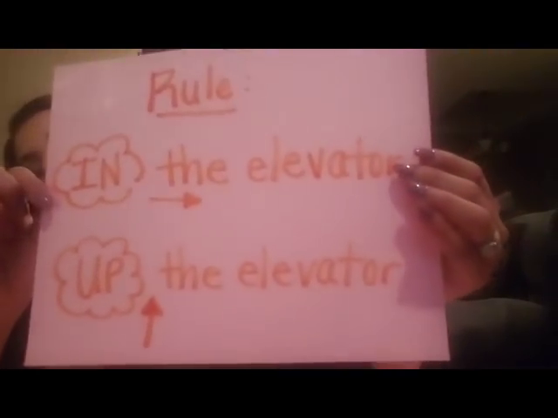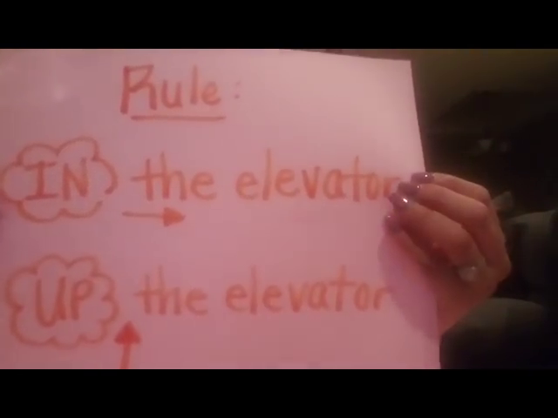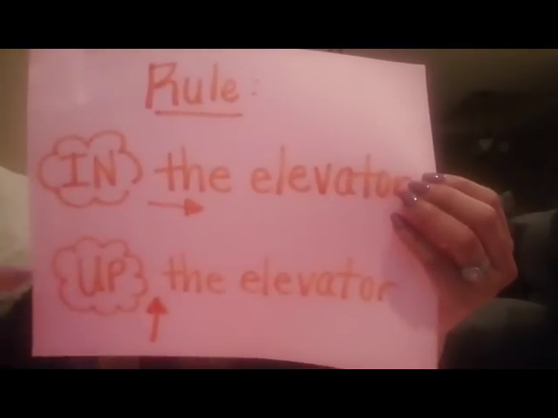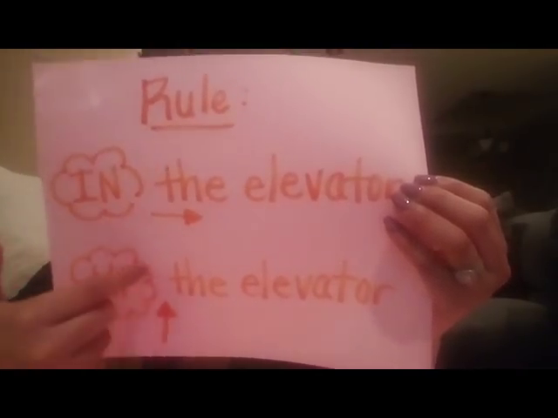The rule for this type of assignment is that you want to go in the elevator and then up the elevator. So when we're going in the elevator, we want to go to the right on the x-axis, and then when we're going up the elevator, we want to go up on the y-axis. Okay, so what do I mean by axis?